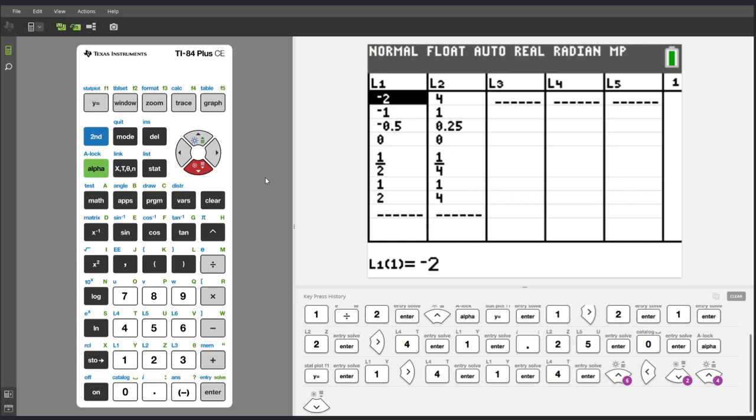Graphing quadratic functions, problem 1, the parabola. I have 2 lists of data here that I entered using my stat edit feature after I reset my calculator. I cleared everything. So remember, second plus 7, 1, 2 will do that for you. And I want to look at the first question with you. How are the x and y values related? What pattern do you see?